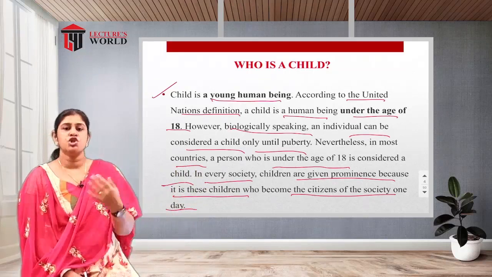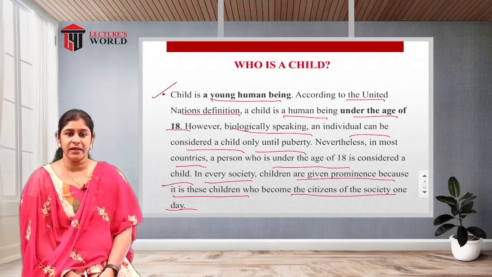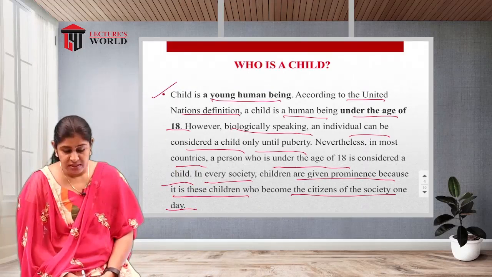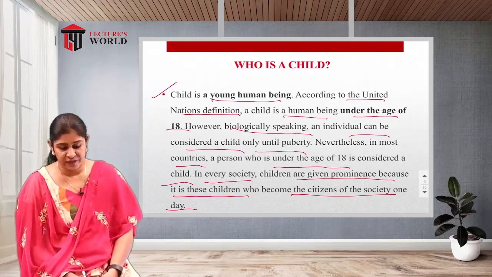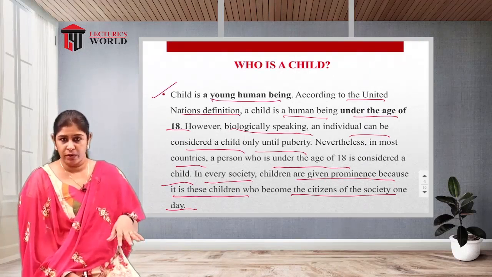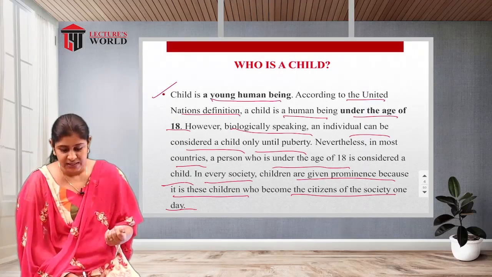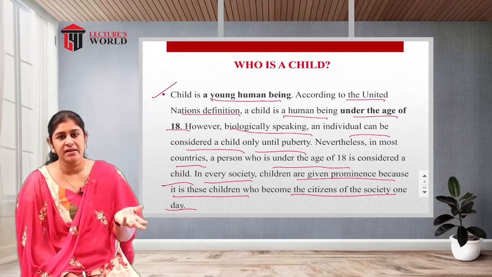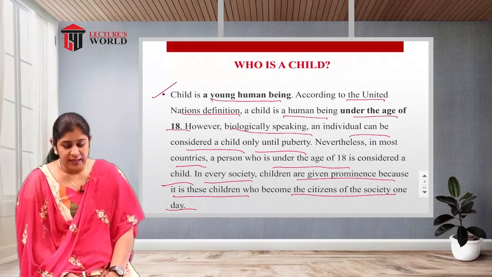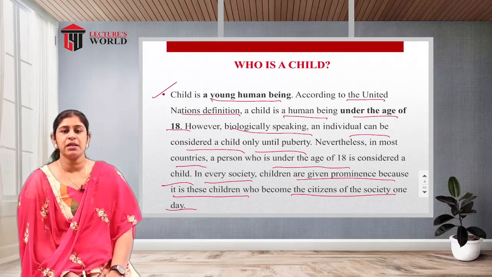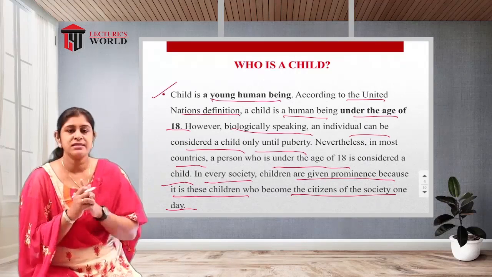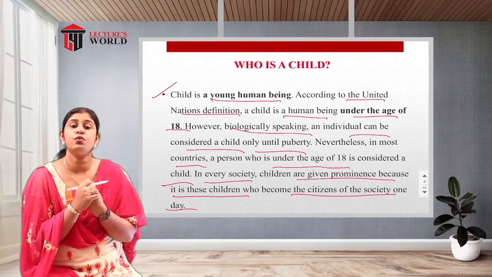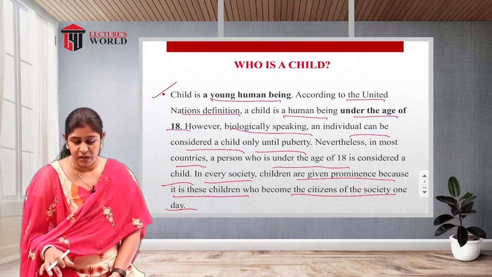So we can say a child is basically a young human being, and the United Nations defines a child as a human being under the age of 18 years. However, in the language of science, an individual can be considered a child until puberty. Nevertheless, in most countries, a person under 18 is considered a child. In every society, children are given prominence. Why? Because these children are going to become the future citizens of our country.